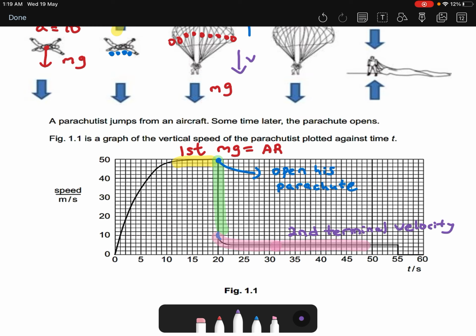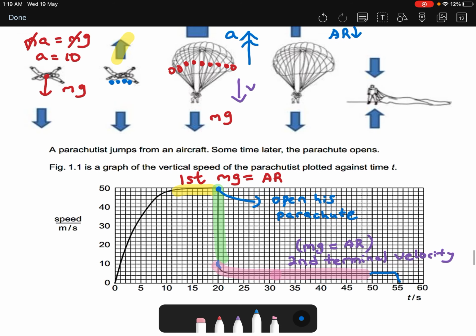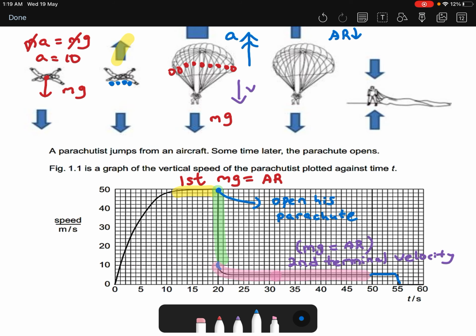Alright, so second terminal velocity, same thing. Your weight mg is equal to your air resistance. Right? Then after that, you continue, and then you just land. So when you land, of course, you stop moving. This is really stop moving. Alright, so this is for the parachute case.